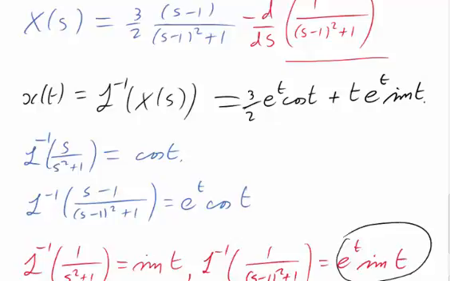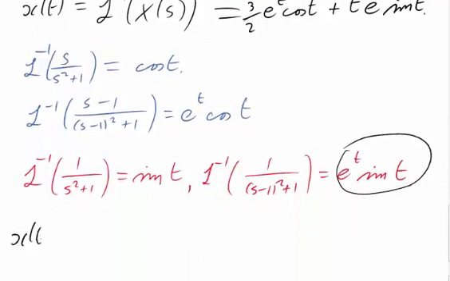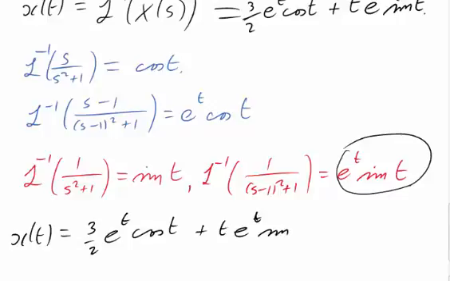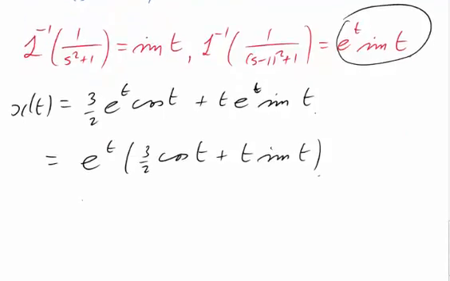Let's write that out below so we can check a couple of things on it. X of t is 3/2 e to the t cos t plus t e to the t sin t. Let's factorise that with e to the t as a factor. Now, I think that's probably the neatest form of the solution. I'm not going to check this solution by substituting it back into the ODE. I'd like you to try that though, but I will quickly check that the boundary conditions work.